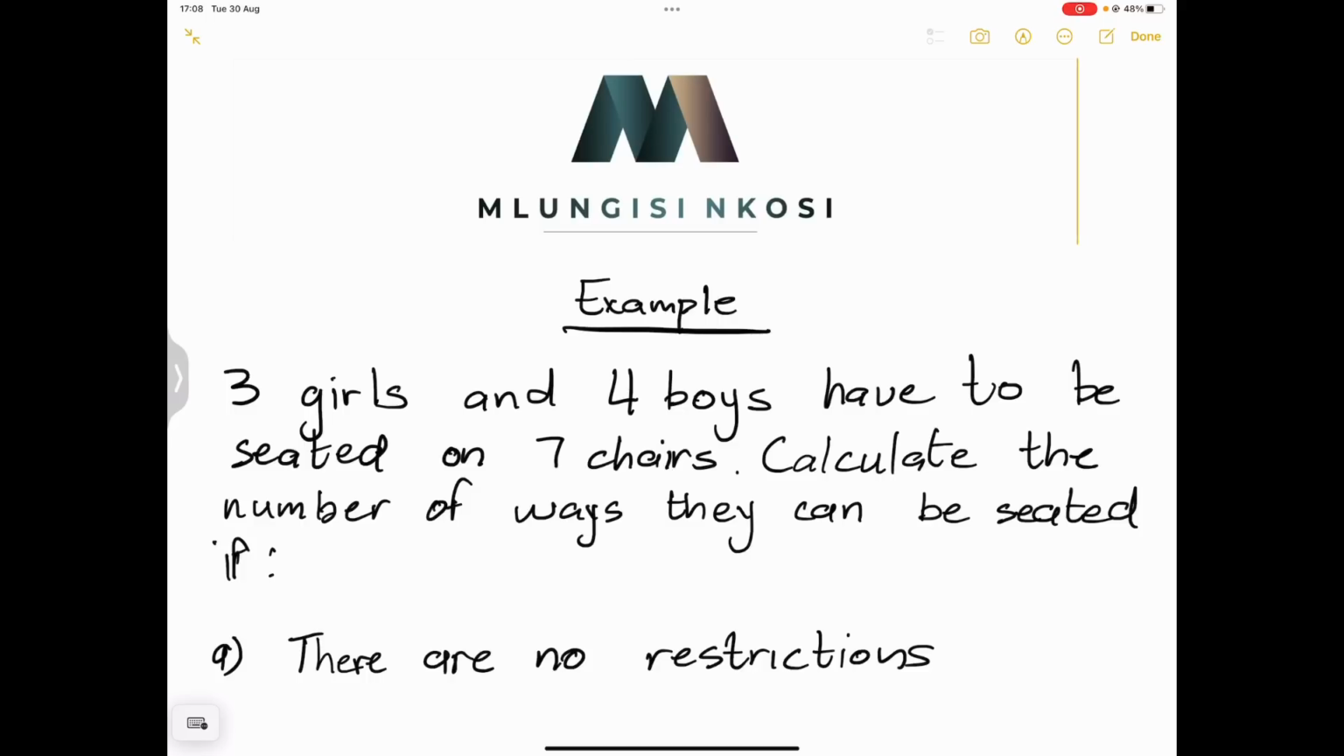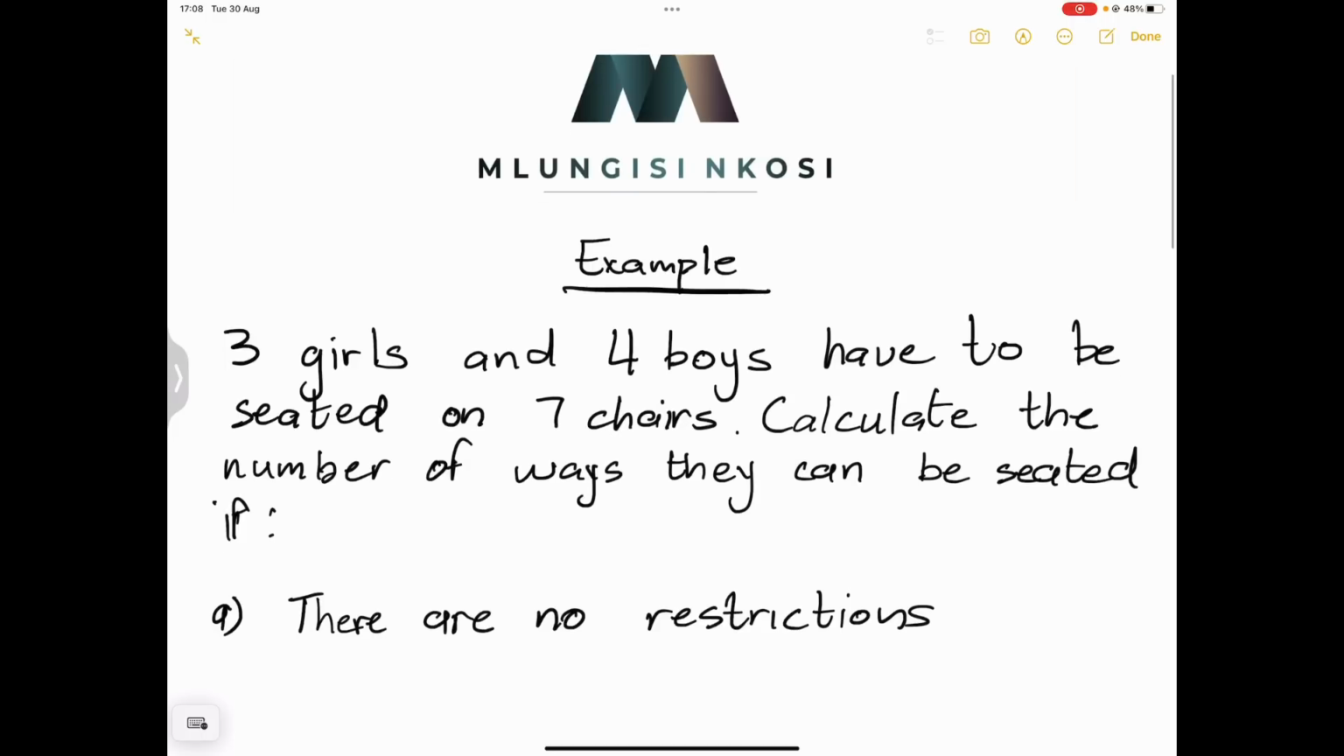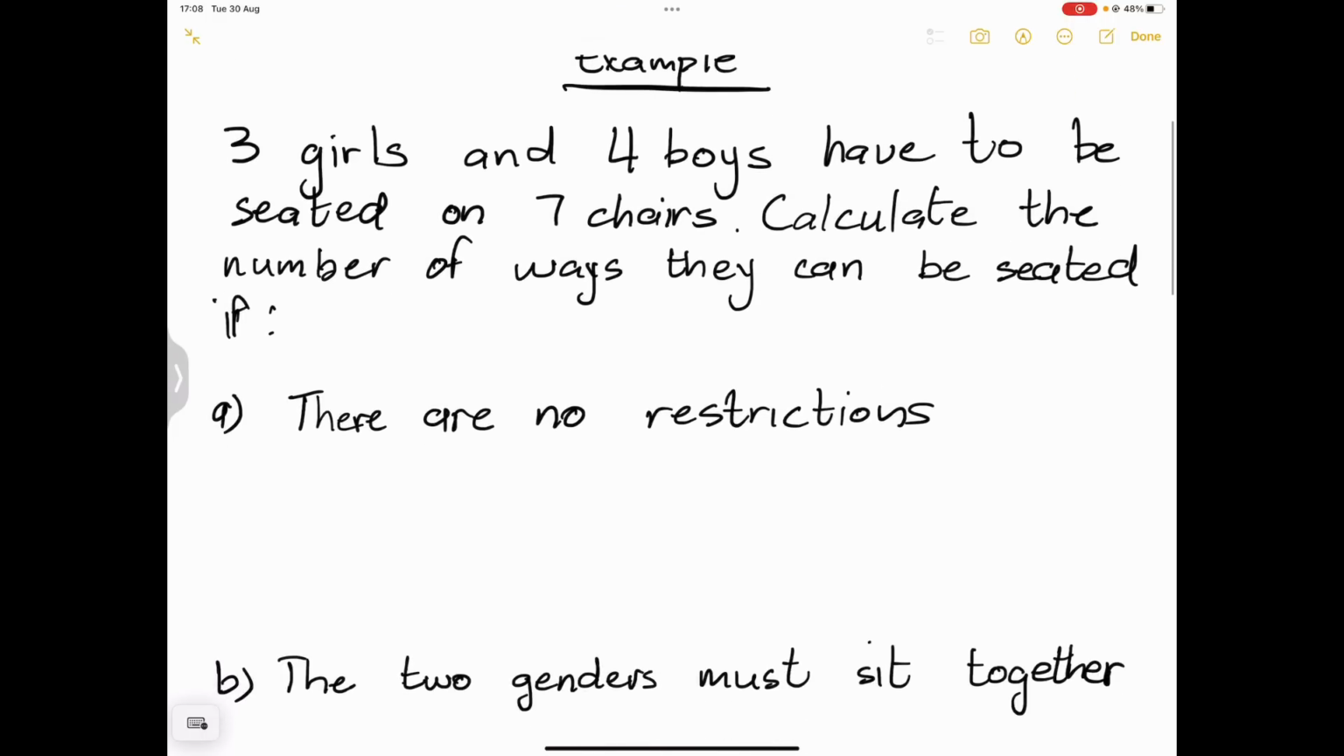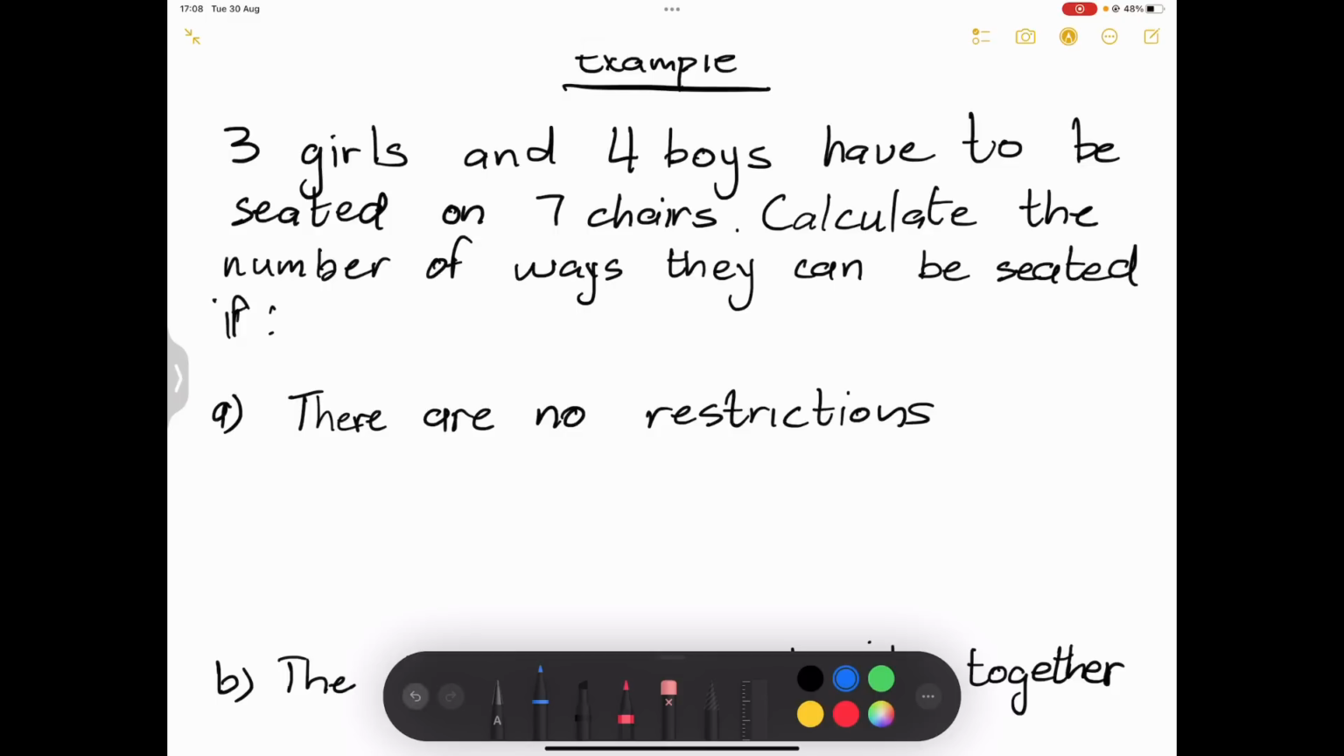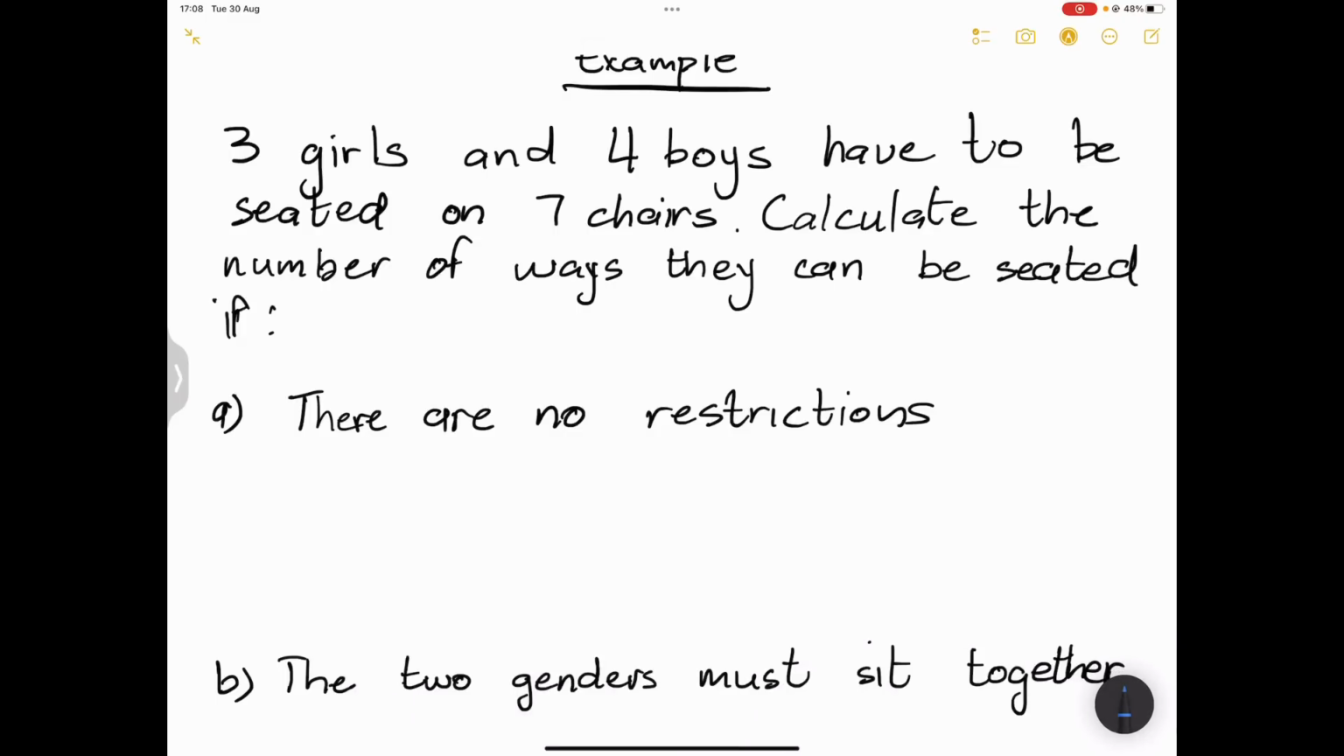They say calculate the number of ways that they can be seated if, all right? Now the first way they say if there are no restrictions. So it means that we're just simply going to seat them in any particular order, all right? So how many possibilities, or how many ways, in which they can be seated in that case.